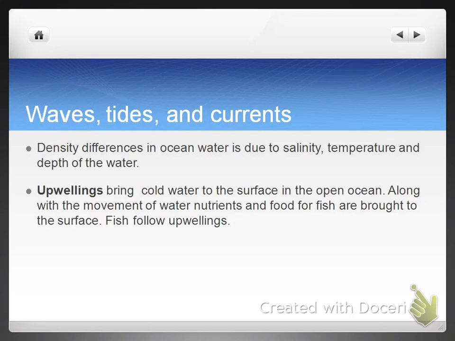So the decomposing matter acts like nutrients, and we know that bacteria are responsible for that decomposing, but it acts as fertilizer for plants, and then that will feed the small organisms, and then the herbivores, and then that will feed the carnivores, and on up the food chain to your large game fish. So fishermen really love to find the upwellings in the ocean.